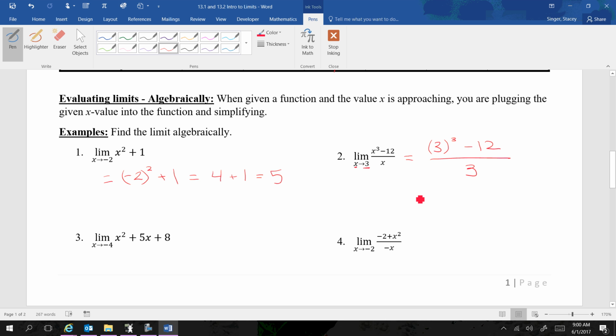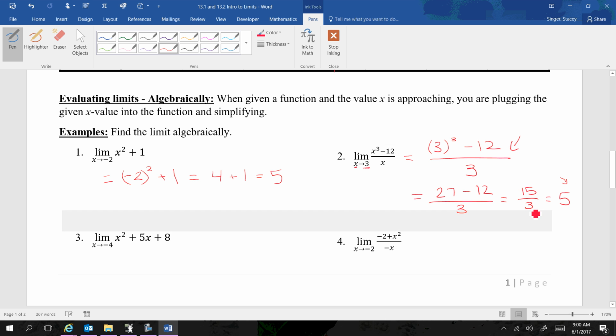So 3 to the third, 27 minus 12 divided by 3, 15 divided by 3 equals 5. I'm fine if you plug in here and give me the answer.